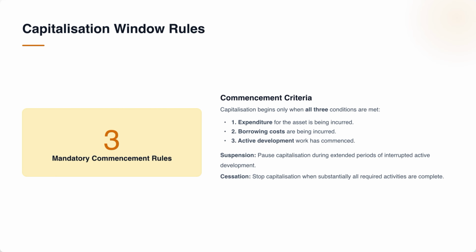Next, suspension. You must pause or suspend capitalization during extended periods when active development is interrupted. For example, if construction stops for 3 months due to a strike or regulatory hold, interest during those 3 months goes to P&L as an expense, not to the asset. Finally, cessation. You must stop capitalizing borrowing costs when substantially all the activities necessary to prepare the qualifying asset for its intended use or sale are complete.